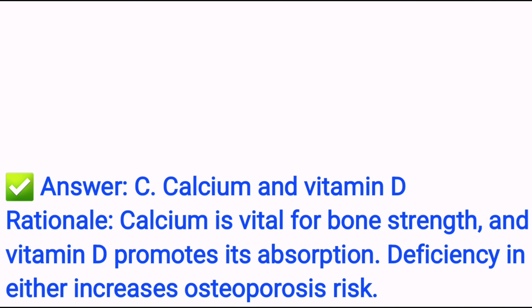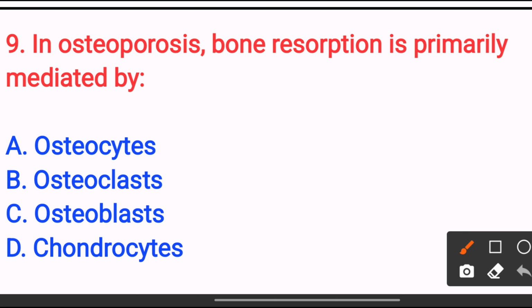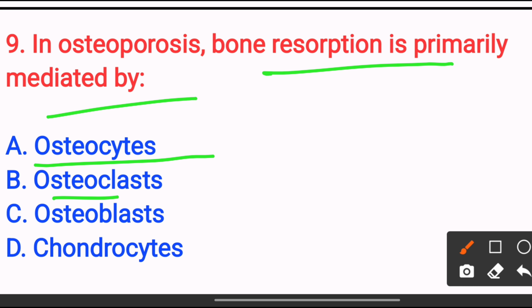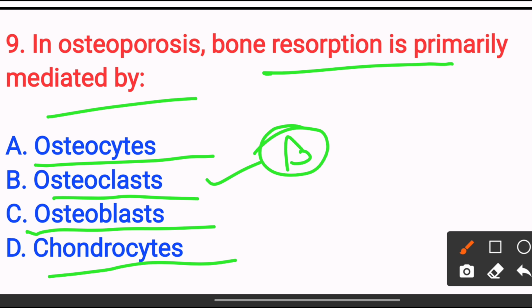Next, in osteoporosis, bone resorption is primarily mediated by: option A, osteocytes; option B, osteoclasts; option C, osteoblasts; option D, chondrocytes. The answer is option B, osteoclasts, because osteoclasts are responsible for bone resorption. Their overactivity relative to osteoblasts causes the bone loss in osteoporosis. So the answer is option B.